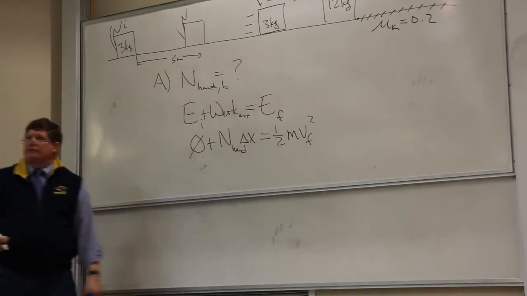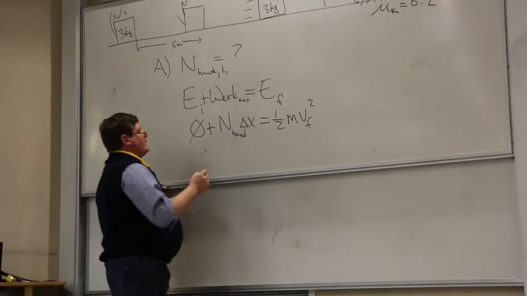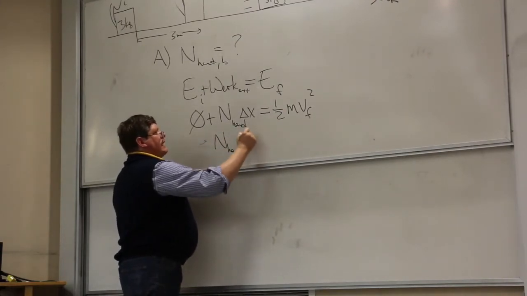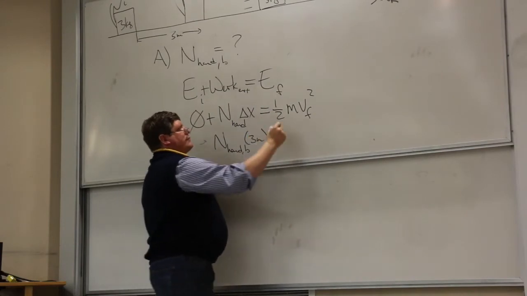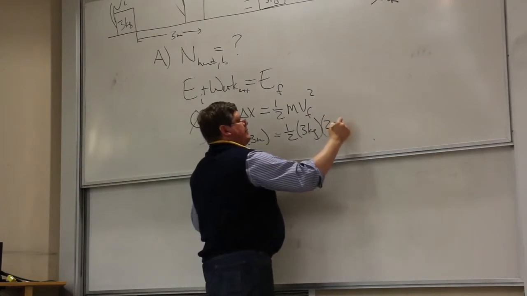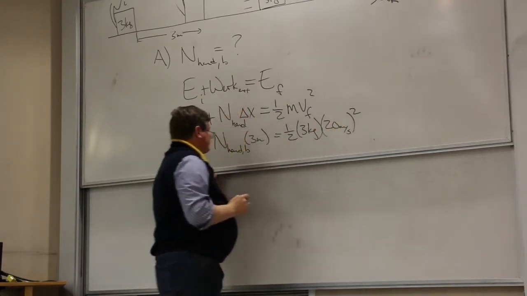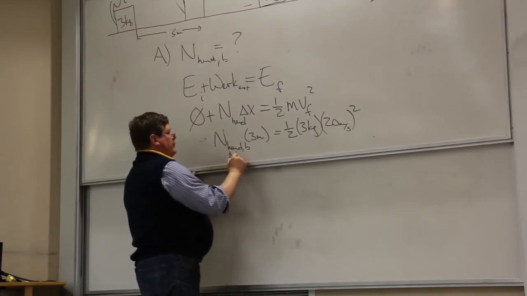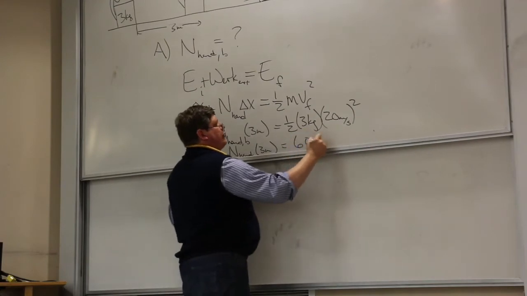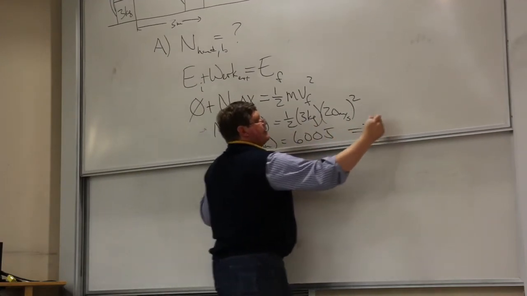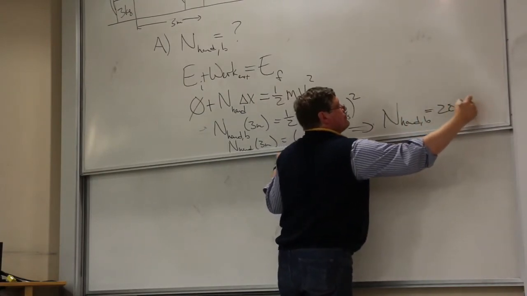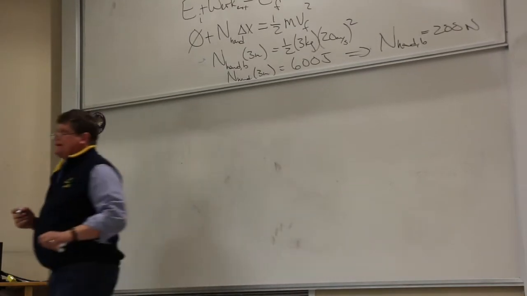work, force times the distance. And so if I start plugging in what I know, the only unknown is the normal by the hand on the block. I multiply that by 3 meters and I get 1/2 times 3 kilograms times 20 meters per second squared. Now this means that the normal by the hand times 3 meters is equal to 600 joules, and that's going to give me the normal by the hand on the block is 200 newtons. Okay? See how easy that is?